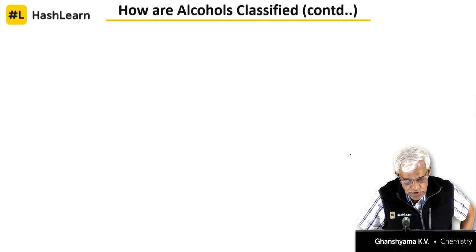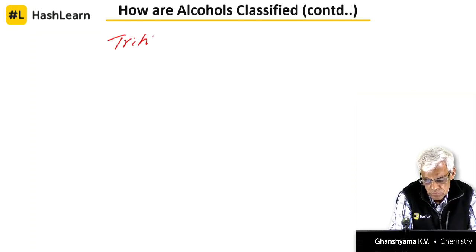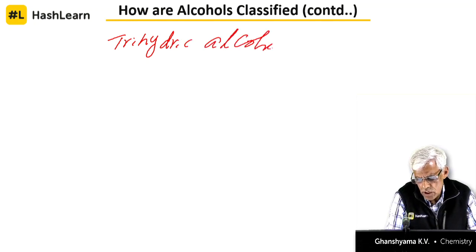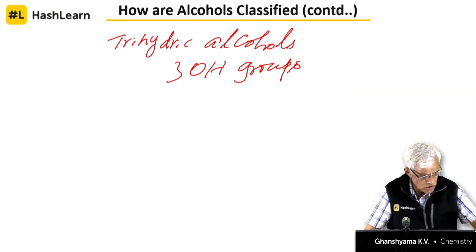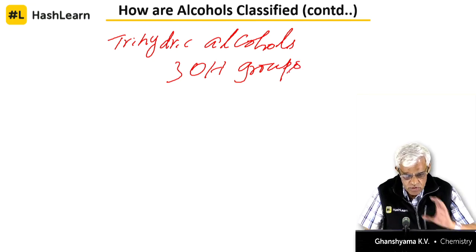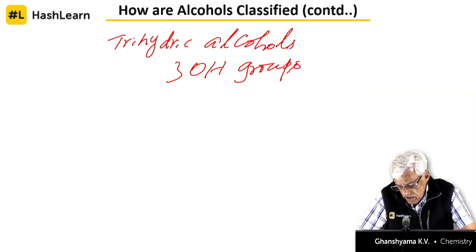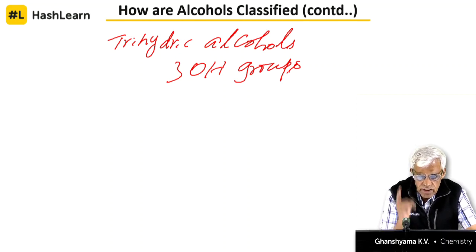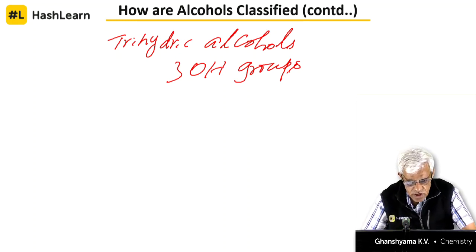Now, this is dihydric alcohols. Then trihydric alcohols. They contain three OH groups. Three OH groups must be present on three different carbon atoms. One carbon can carry only one OH group, more than that is unstable.